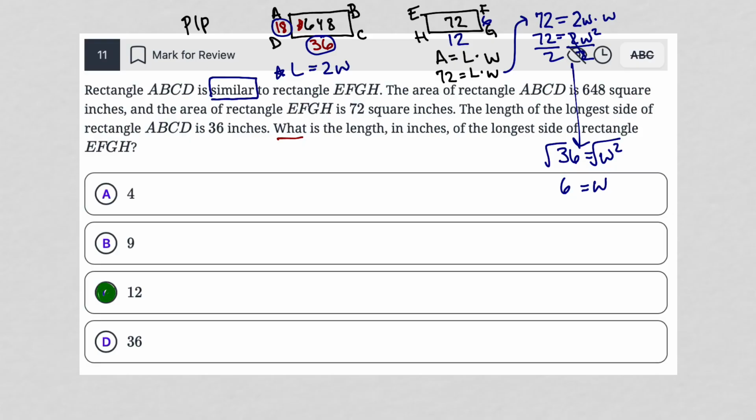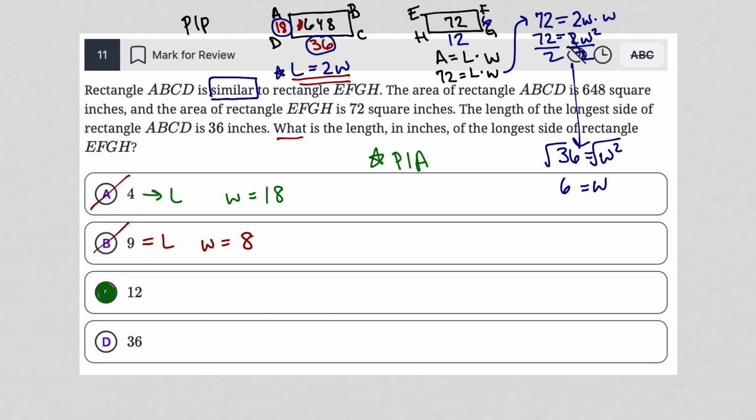We could have also used plug-in answers for this question as a strategy, where we just plug in 4 for the length and test it out. In that case, if 4 were the length, the width would have to be 18, because 18 times 4 is 72, so that would not work. If 9 were equal to the length, then the width would have to be 8, because 9 times 8 is 72, but 9 is not 2 times 8, right? Again, we're trying to maintain this ratio. So that's why that would not work.